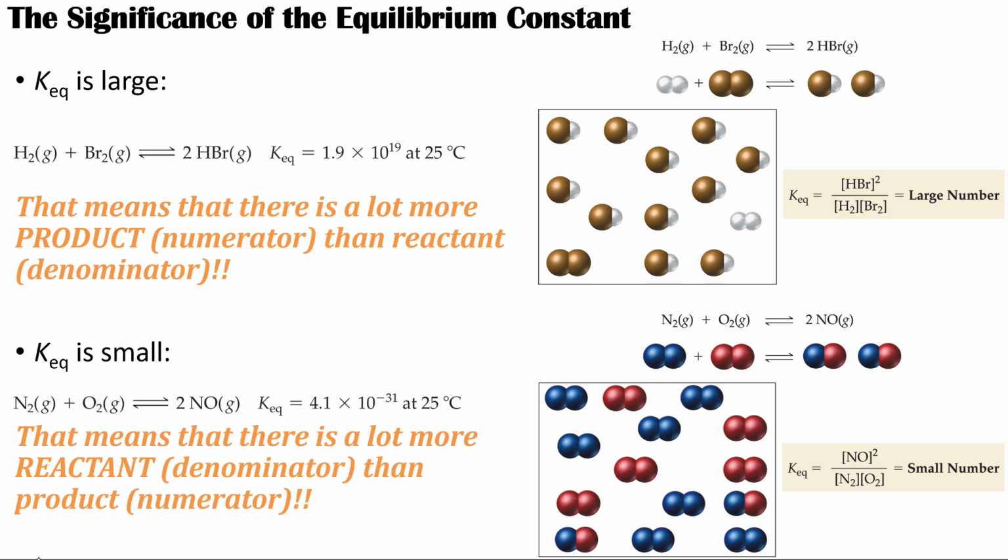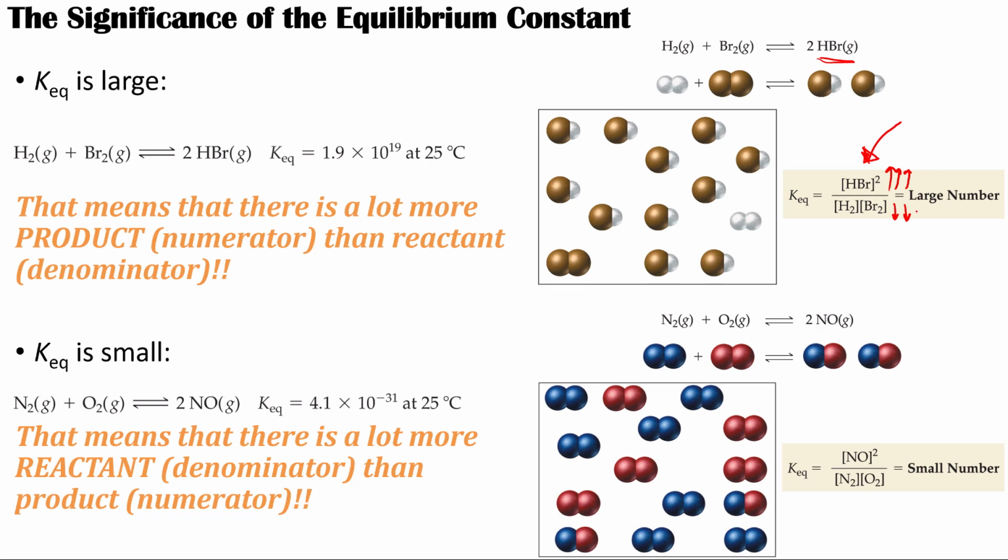If K, the constant, is a big number, then that means there's more product than there is reactant. Because remember, K is calculated by putting the products raised to their coefficients over the reactants raised to their coefficients. So if it's a big number, that means we have tons of numerator and very little denominator, because that's what makes a big ratio, right?